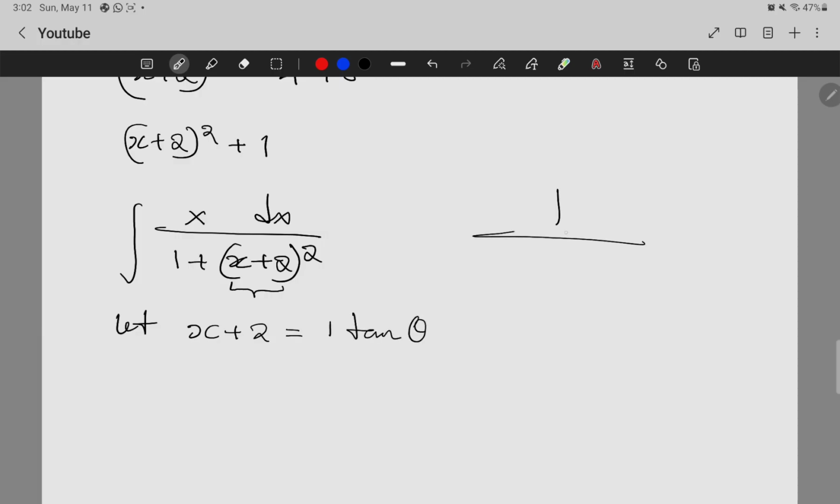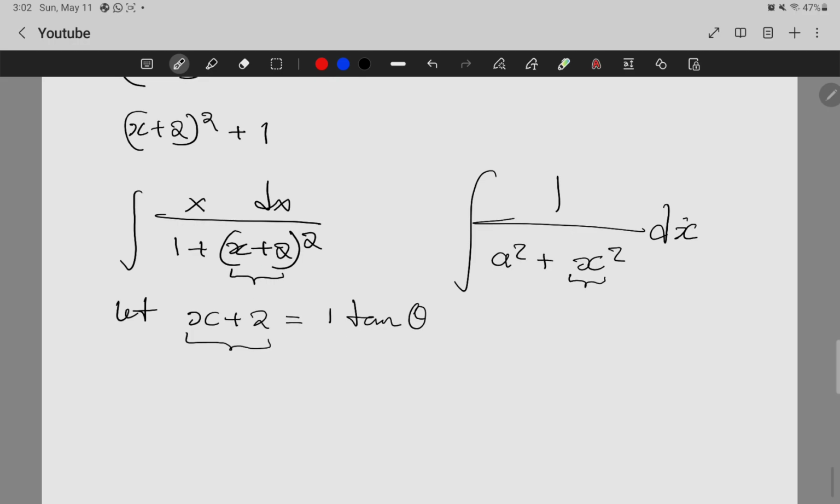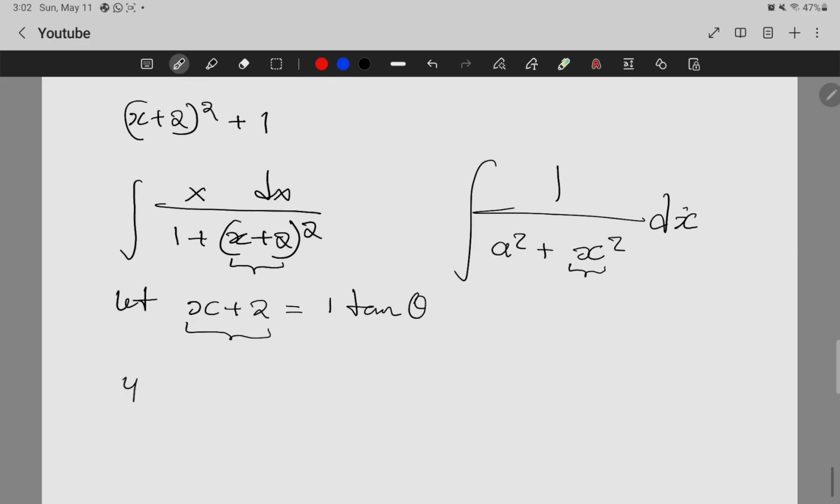We know this one is coming from the integral of, let's say, a squared plus x squared. So this is usually how it looks. But instead of x here, we are using that whole lot, that x plus 2. So if you're not comfortable with letting x plus 2 be redefined, you can put in an in-between step where maybe you say let y be equal to x plus 2.